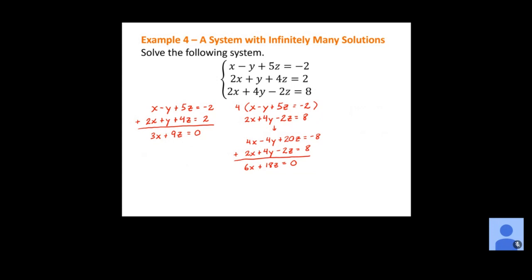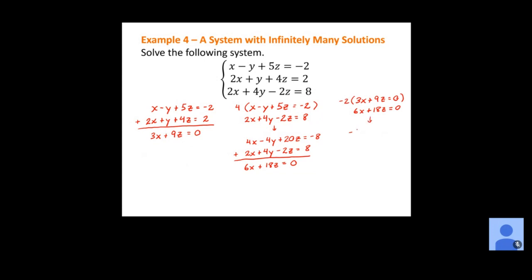All right, now we can pair those together, right? So make my 3x plus 9z equals 0. I'm going to pair it with the 6x plus 18z equals 0. So now if we want to use elimination again, what are we going to have to do this time? Go ahead and multiply by negative 2, right? So I'll take the top equation here, multiply it by negative 2.